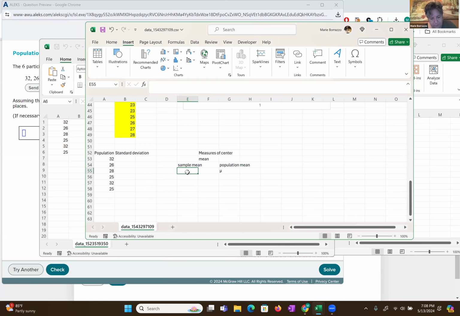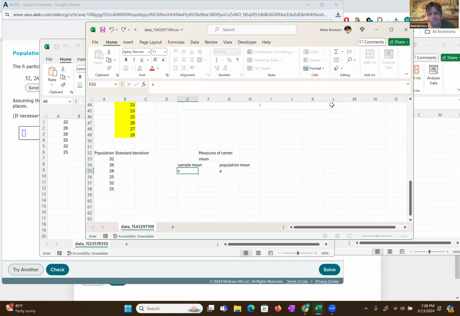I'm going to draw an X and put a bar on top of the X. When you say a bar, is that just a line? Correct. I don't have the ability to do that here. It's an X with a bar on top. Just imagine an X with a bar, please. X bar is the sample mean.